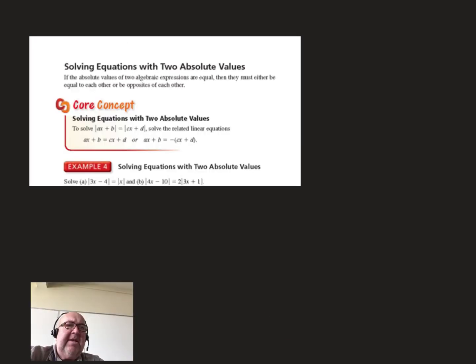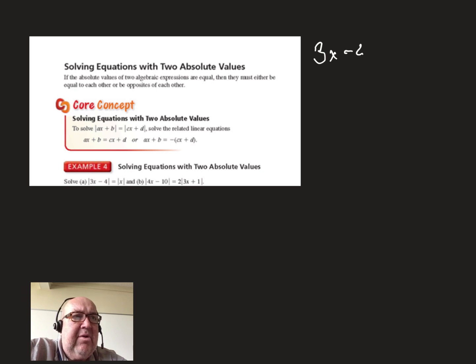Lastly, I really don't know if there's going to be situations that I did in homework that's going to have this, but if you happen to have absolute value signs on both sides of the equation, there's something you're going to do. Basically we're going to follow the same procedure. We're going to drop the absolute value sign. 3x minus 4 is going to equal x, or 3x minus 4 is equal to negative x.